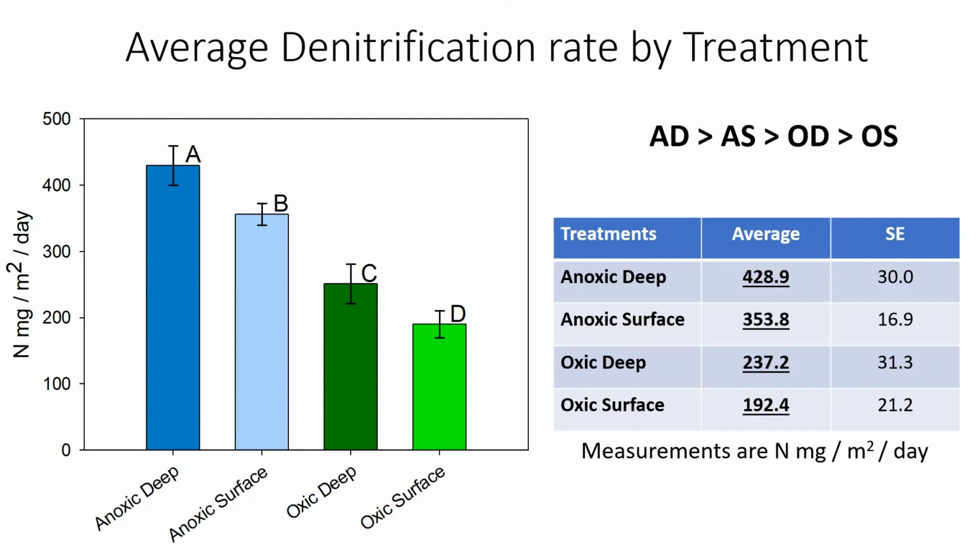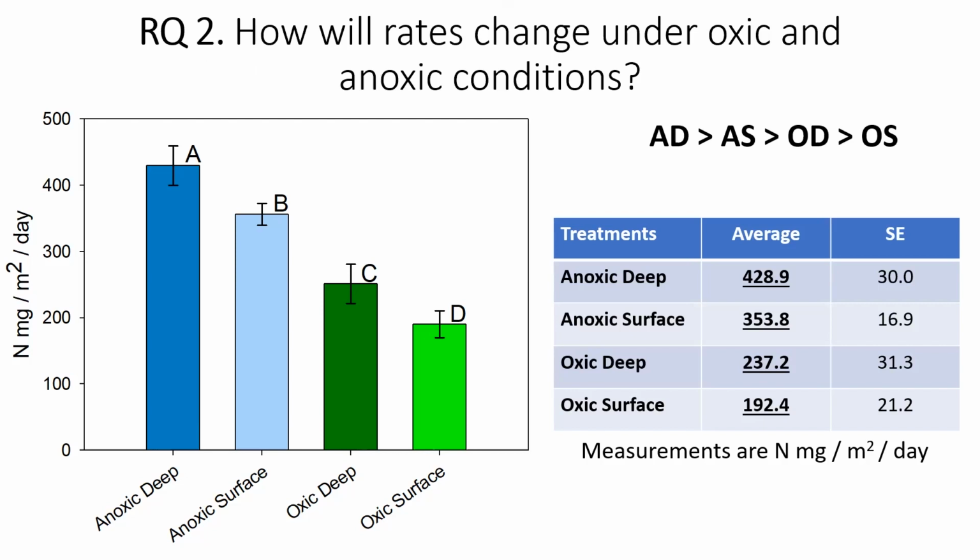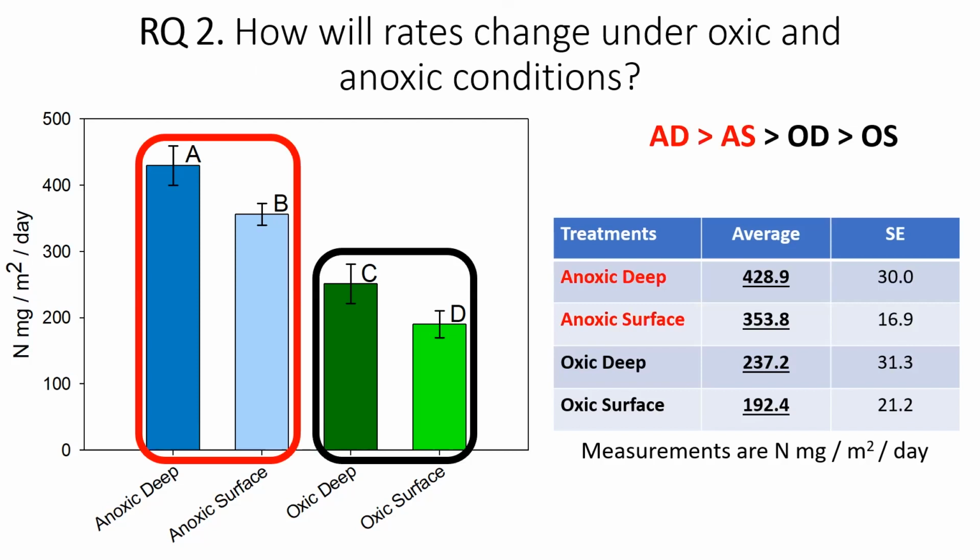But on average, we see the formation of this clear hierarchy in which we have our greatest rates of denitrification in our anoxic deep treatment and our lowest rates of denitrification in our oxic surface treatment. But ultimately, how do these rates change under oxic versus anoxic conditions? And as you've probably already seen, we see significantly higher rates of denitrification in these anoxic conditions.